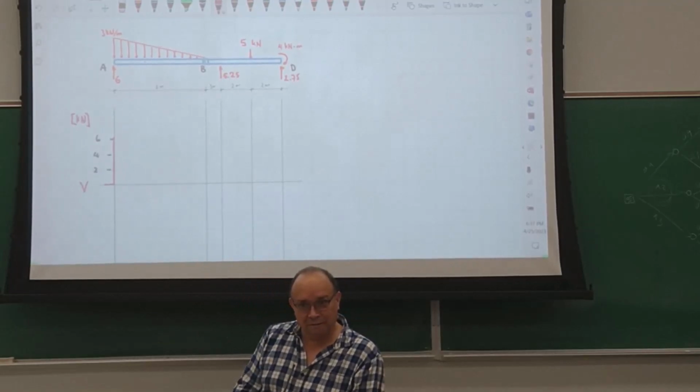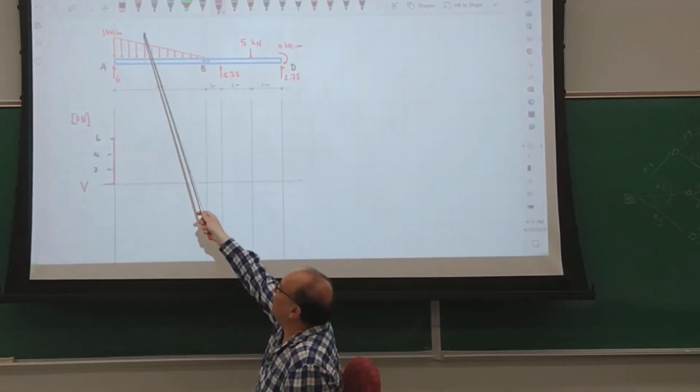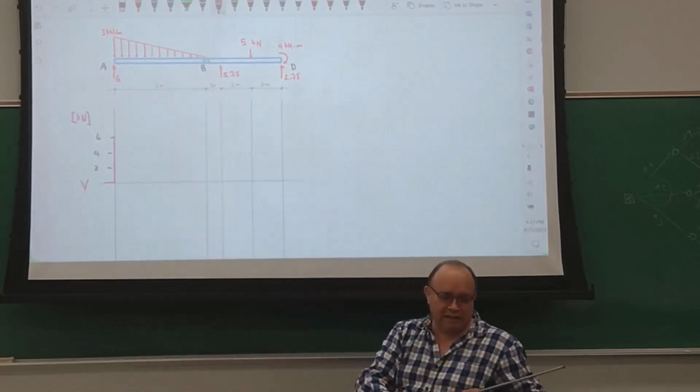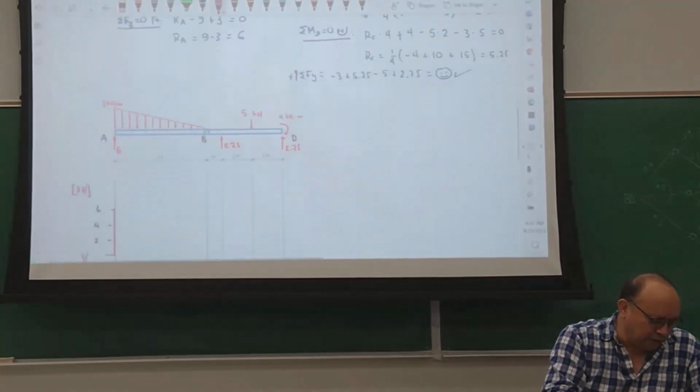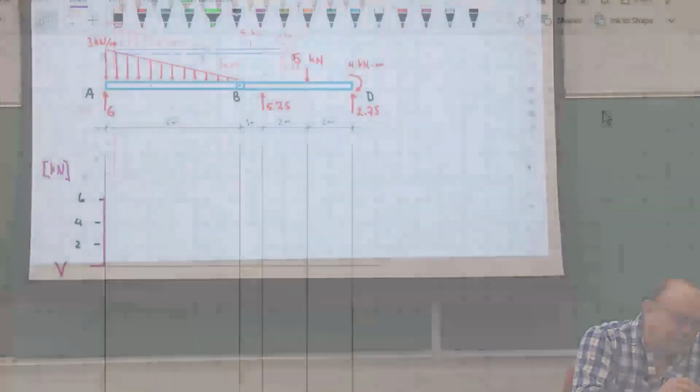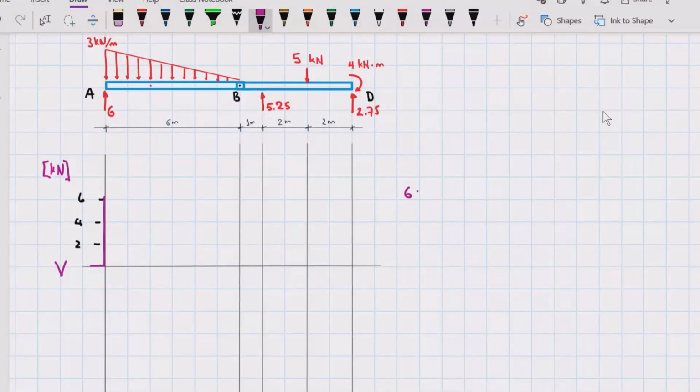The area. Let's calculate this area. Well, we have it right over there. Is the load of the triangle? What was that? 9. So we have to go down 6 minus 9, right? 6 minus 9 is minus 3. So we have to go down all the way to minus 3. Minus 2, minus 4, minus 6. So minus 3 will be over here. So we have to go down like this.